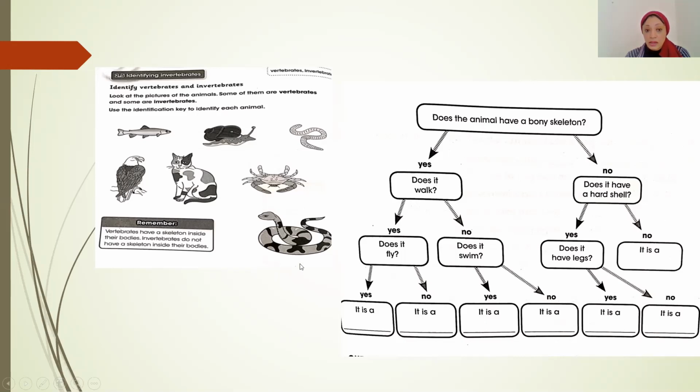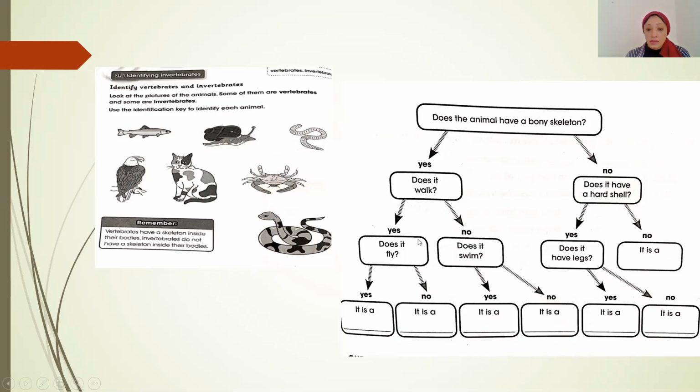Don't forget the snake. It is not a worm. The worm doesn't have any internal skeleton, but the snake has an internal skeleton, and it is flexible so that it can slide on the ground. If the answer is yes, you have to choose between these animals. Does it walk? Snake cannot walk, fish cannot walk, cat and eagle can walk.